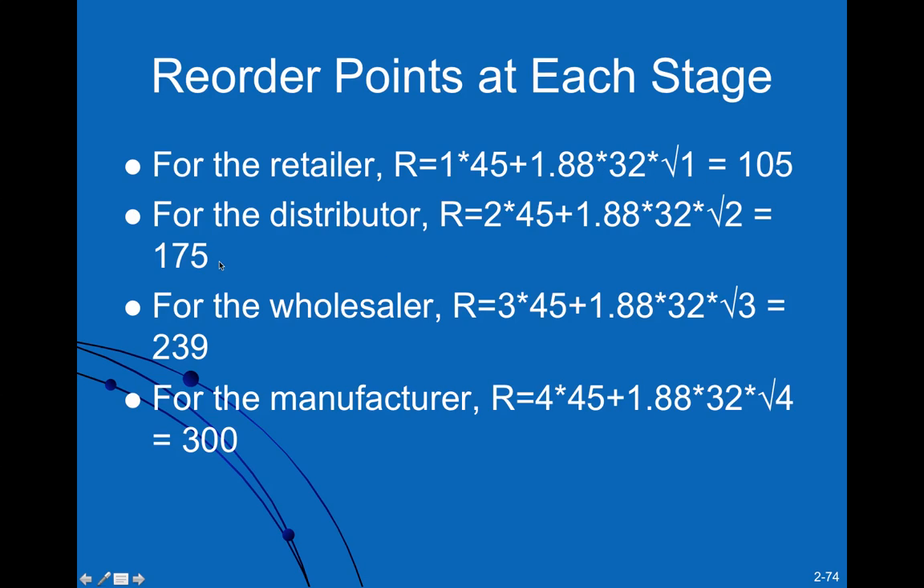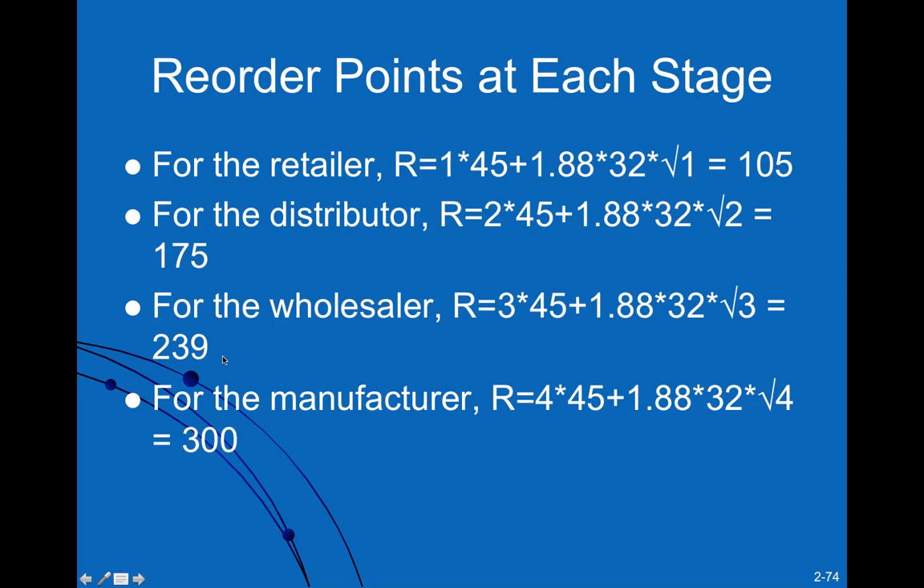But now if we go to the distributor, they must consider an echelon lead time of 1 week to the retailer and 1 week to the customer. All right. So then that goes up to 2. And then you could see we use 2 here in terms of the square root of the lead time. All right. That's pretty much what it is.